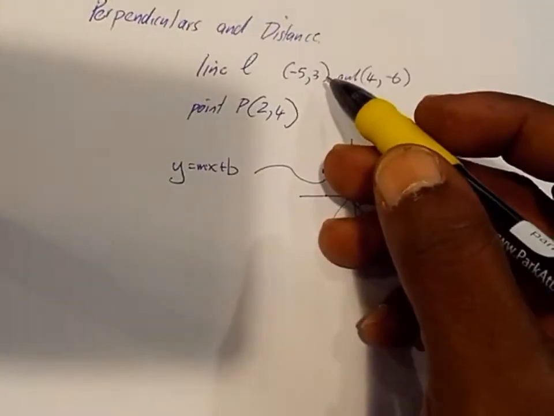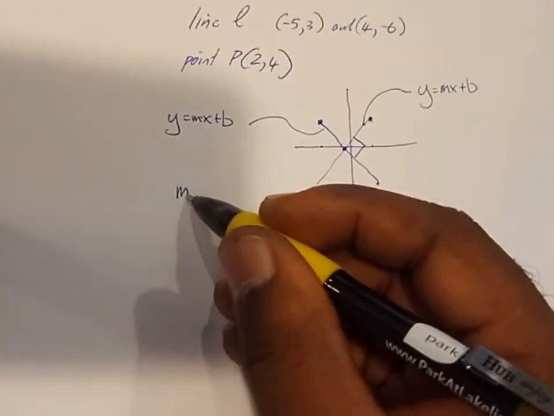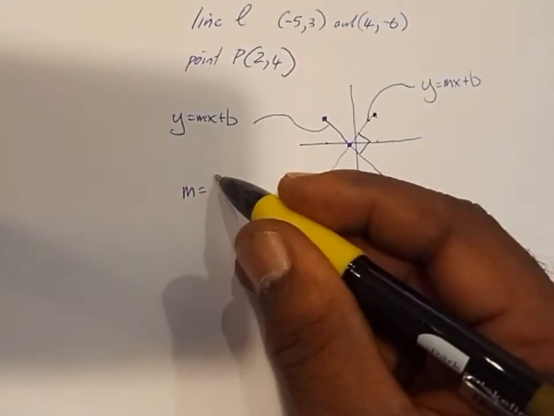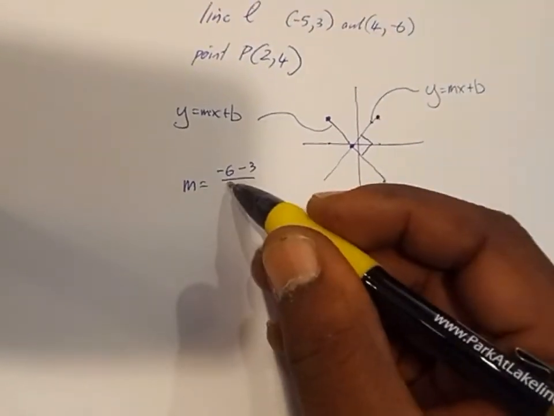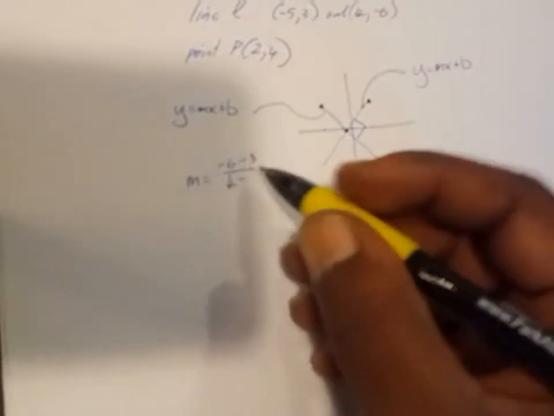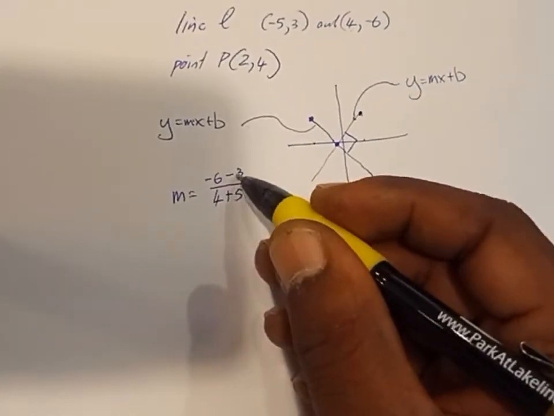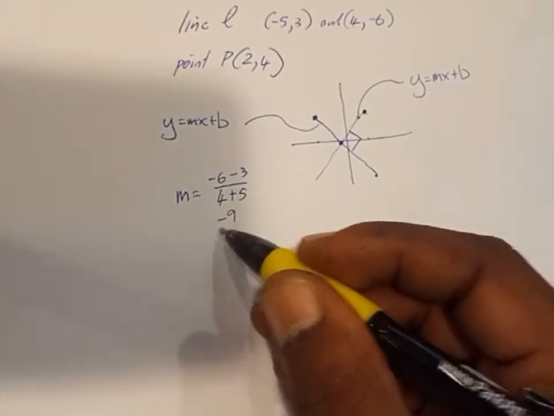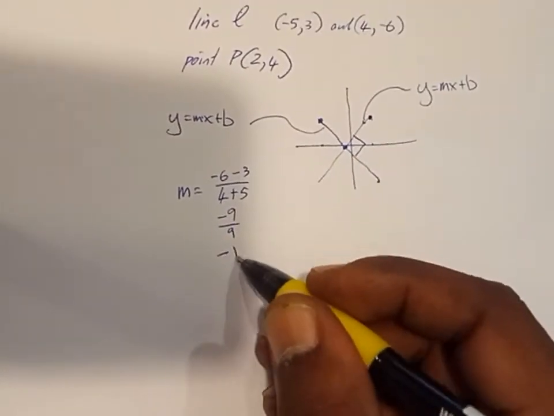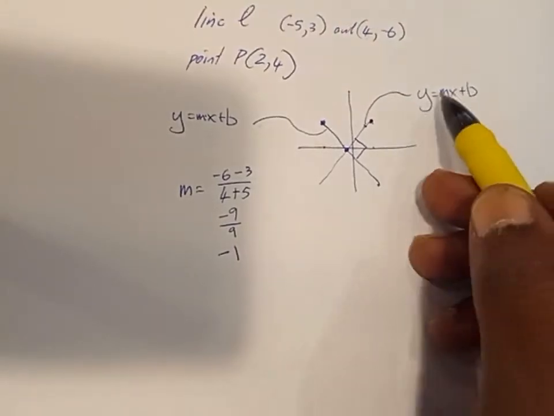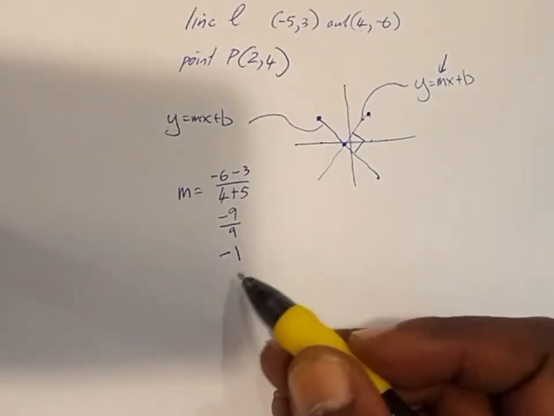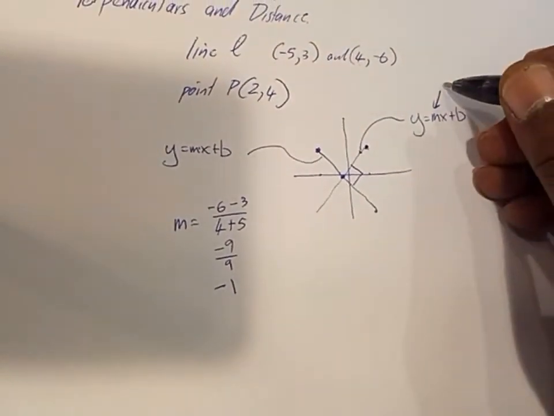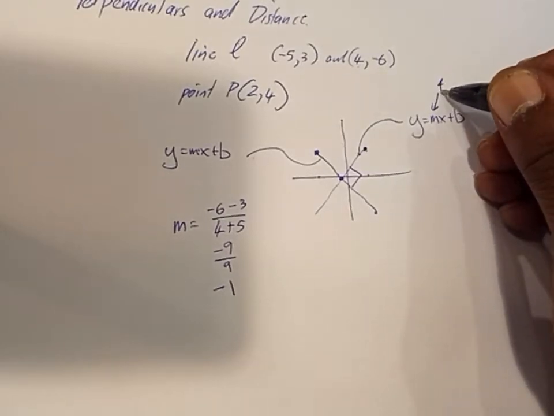Let's proceed. First step, slope. M equals y2 minus y1, which is -6 minus 3, divided by x2 minus x1, which is 4 minus -5, which is plus 5. So we have -9 over +9. -9 over +9, that's a slope of -1. And that looks appropriate. That's a negative slope. I know that the slope of this already has to be what? The negative reciprocal of -1 is +1. So this slope is 1. You just write 1. Nobody writes +1, right?